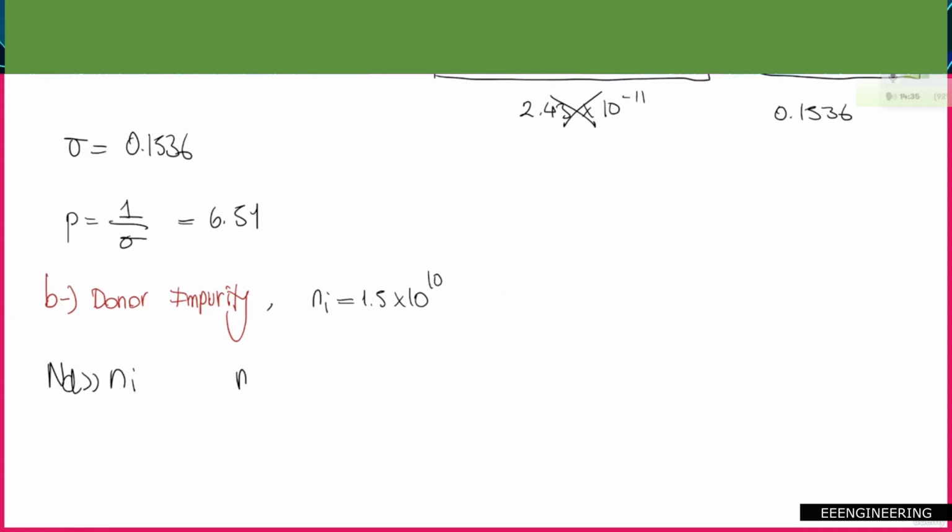And that's the reason we're going to say N0 is approximately equal to ND. And with that logic, we're going to say P0 is going to be equal to Ni squared over N0, which is ND in this case.